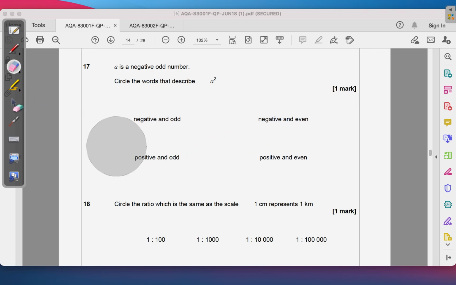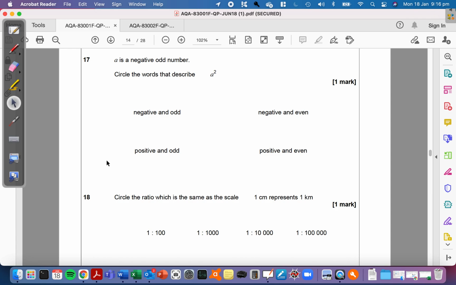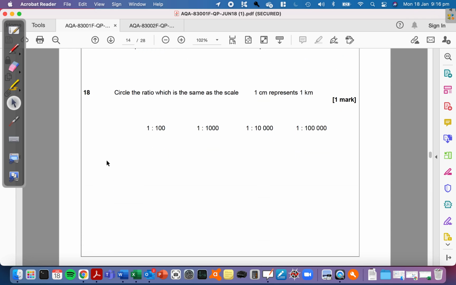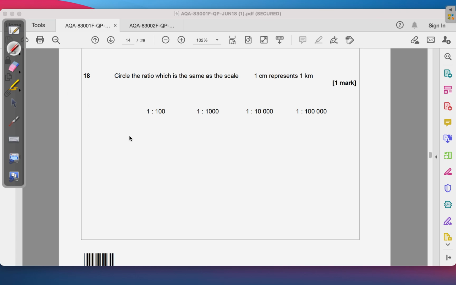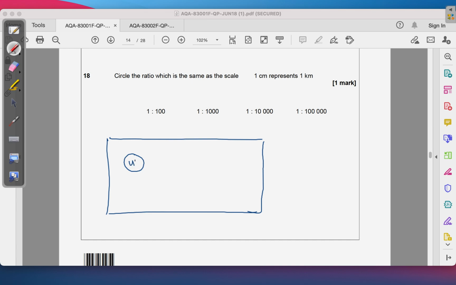So the next one: circle the ratio which is the same as the scale. 1 centimetre represents 1 kilometre. What this means is that if we have a map like this, let's say we have some islands. We've got, let's say, the UK, I'm going to make them circles, the UK, and then we have, let's say, France here.